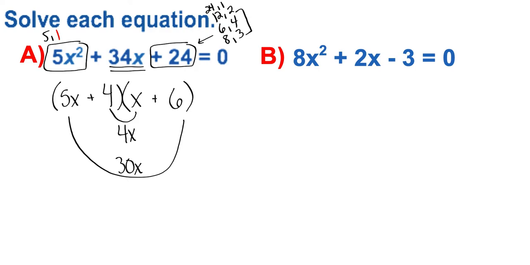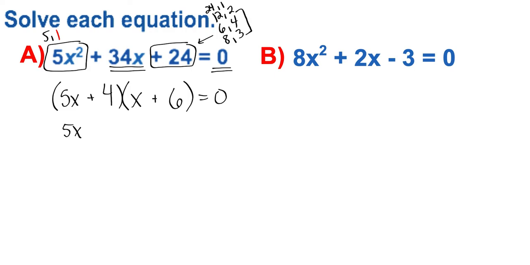After we check that, we also double check the last 2 numbers, so the 6 and the 4, because we want to make sure that we got the right sign on those, which is a positive 24, which is right. Okay? And then to finish this out, we just got to set both of these equal to 0, because we're working with an equation here.